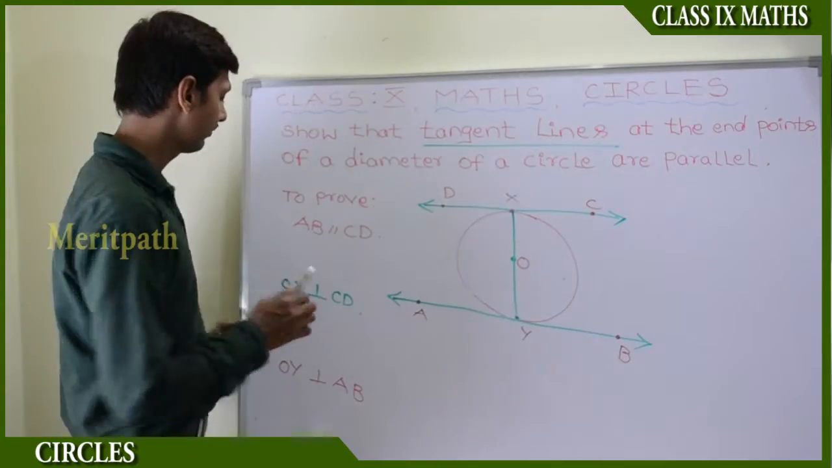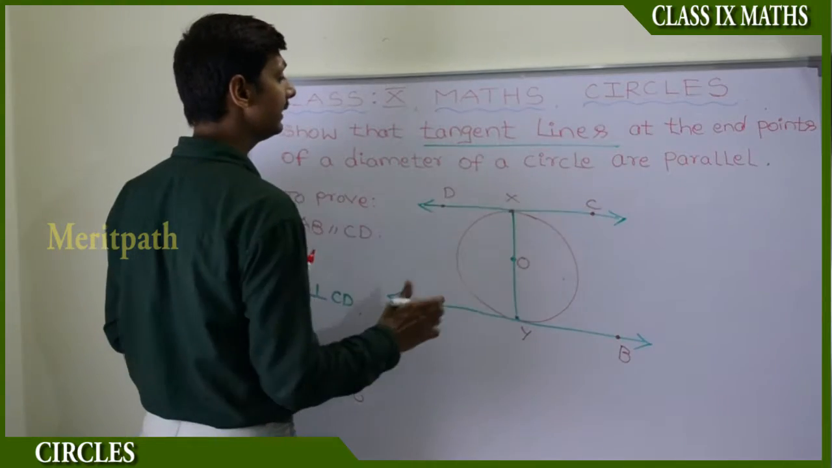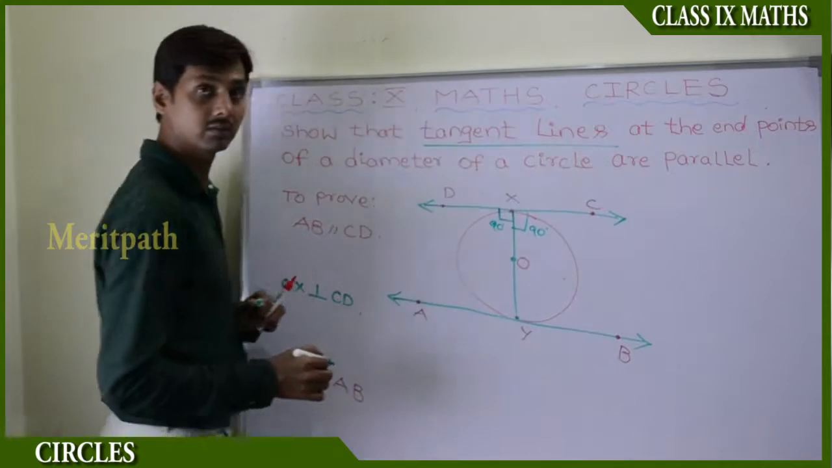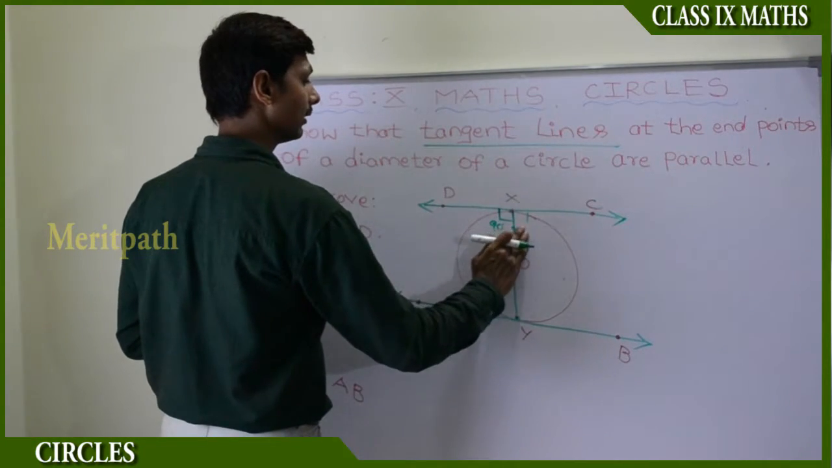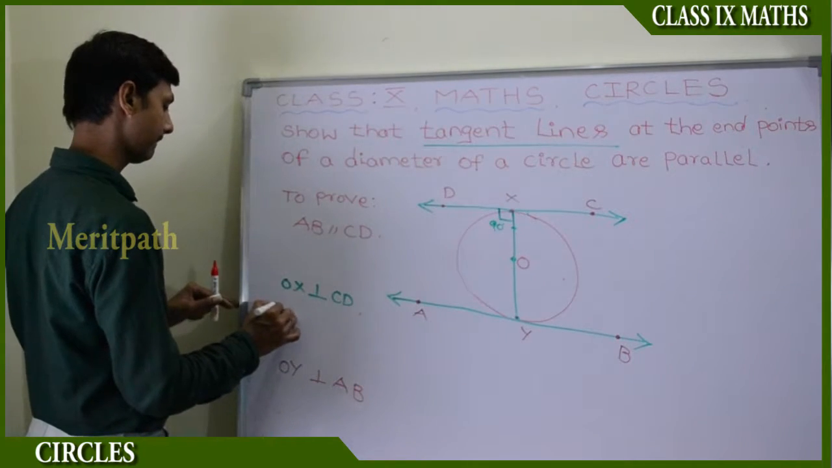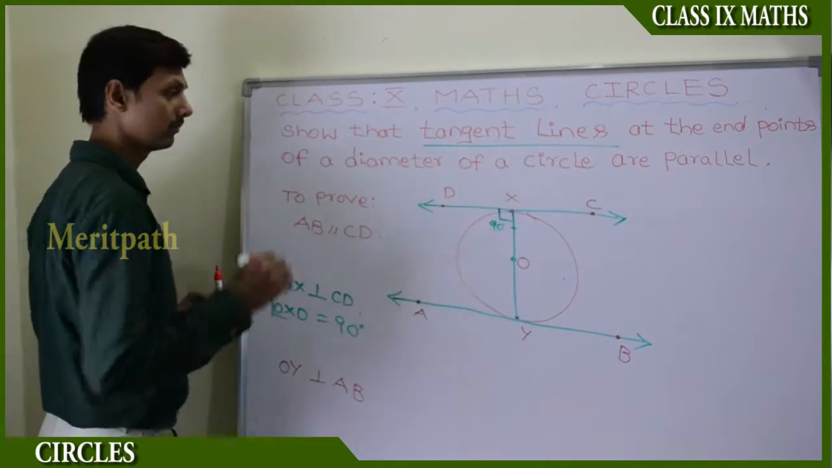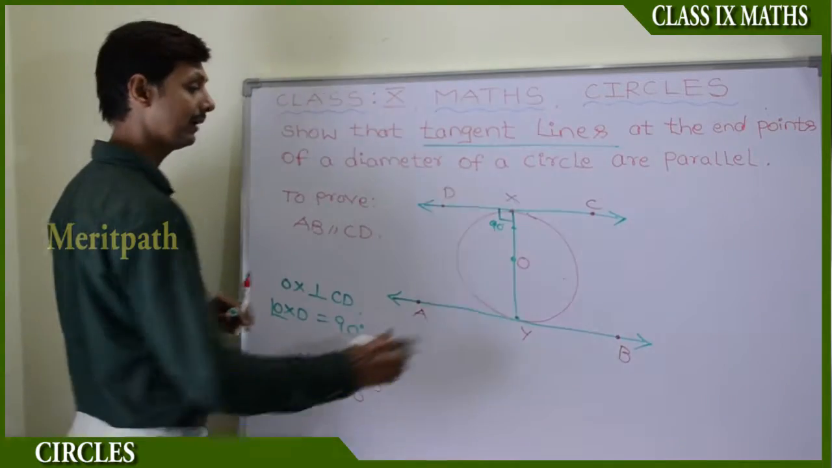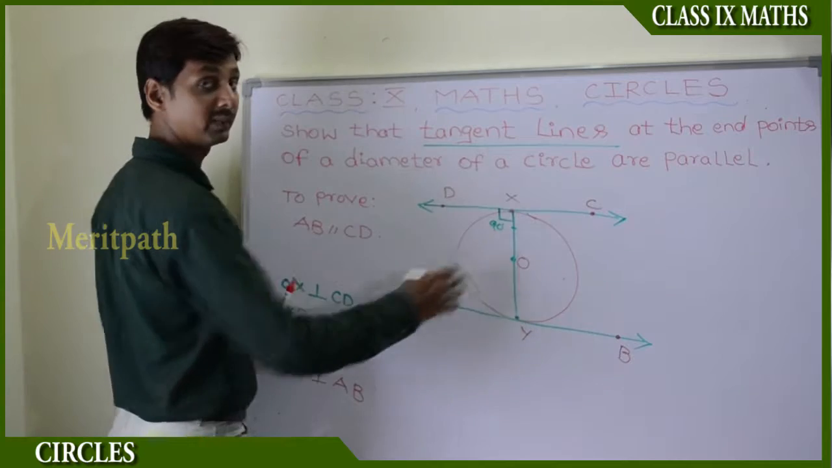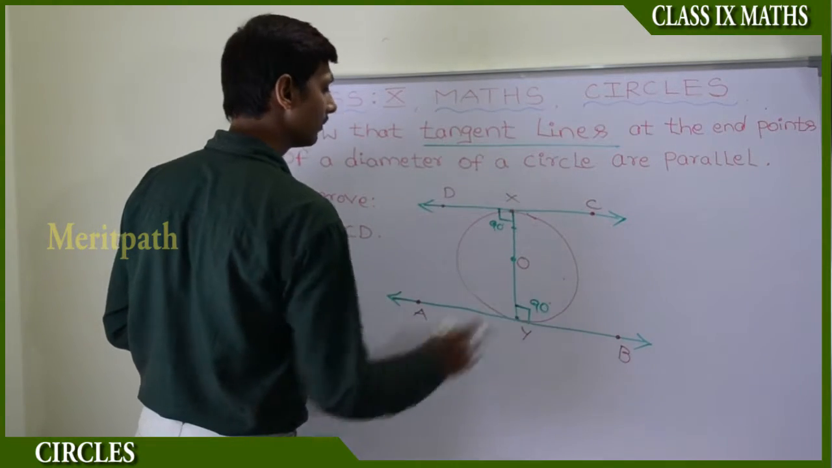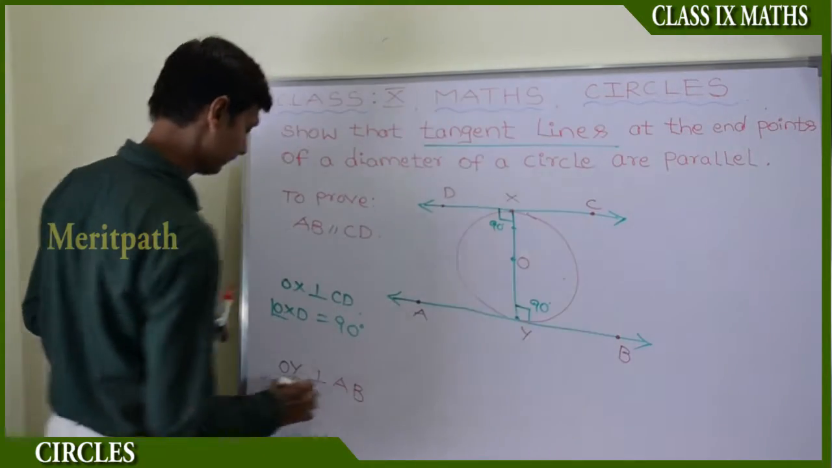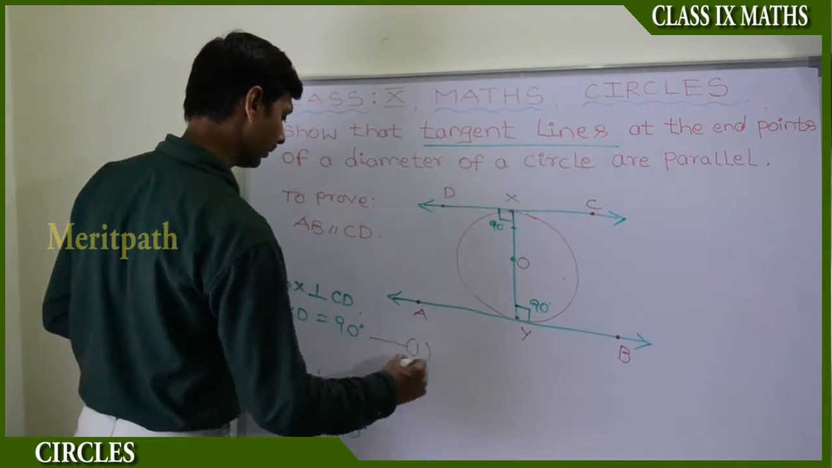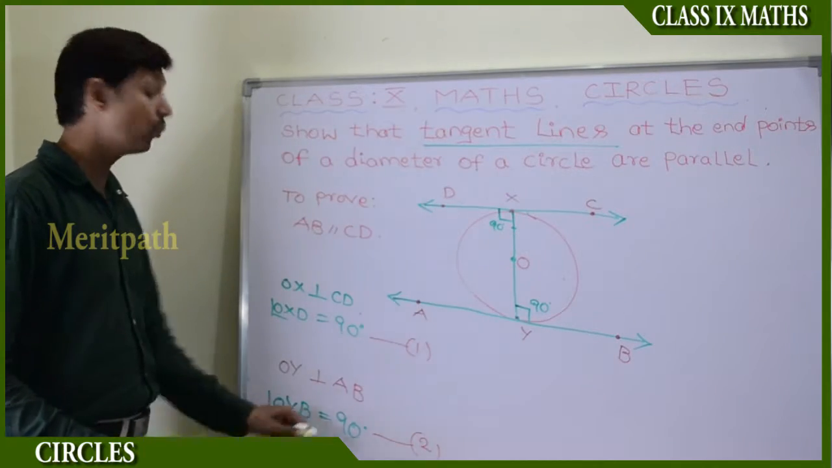So if OX is perpendicular to CD, then it makes an angle of 90 degrees on each side with the tangent. Let us take one of the angles here, angle OXD, which is 90 degrees. Similarly, OY is perpendicular to AB, so it makes 90 degrees on both sides. So the angle OYB is 90 degrees. Let's call these 1 and 2: OXD is 90 degrees and OYB is 90 degrees.